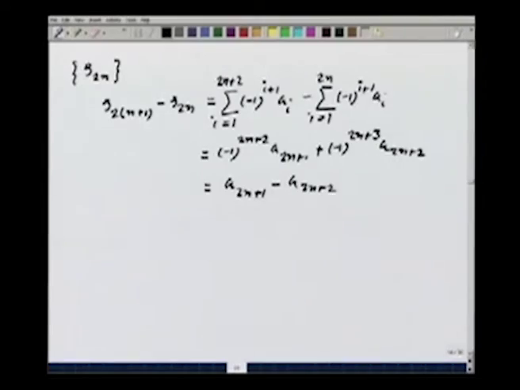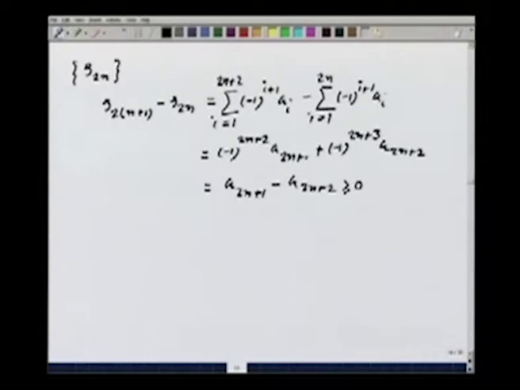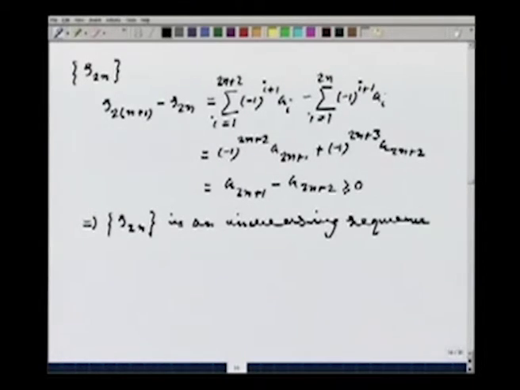Now I know that the sequence an is decreasing. That property is given to me. That means a 2n plus 2 is less than a 2n plus 1. That means this is bigger than or equal to 0. What does this prove? This implies the sequence S2n is an increasing sequence. Because I have seen that the next term is bigger than the previous term, and that is happening for each n, so the sequence is increasing.